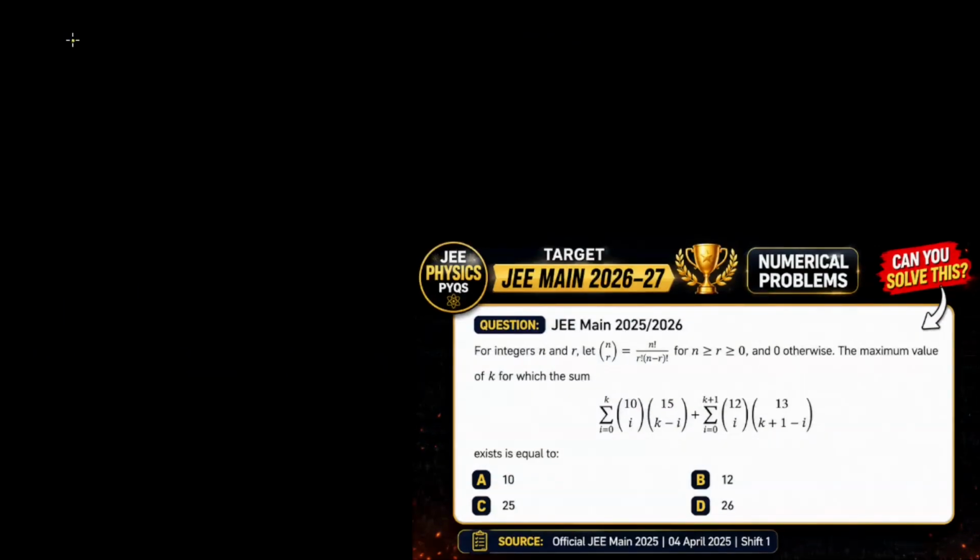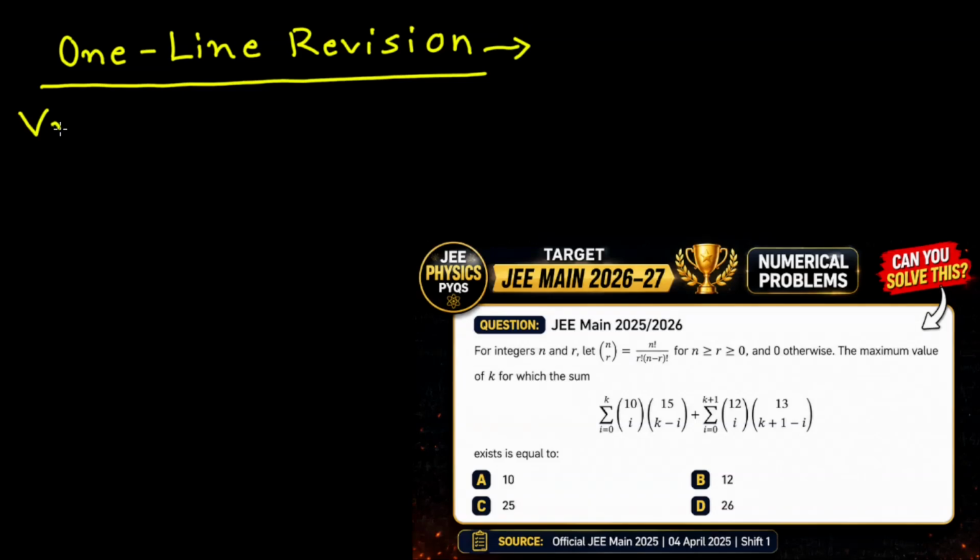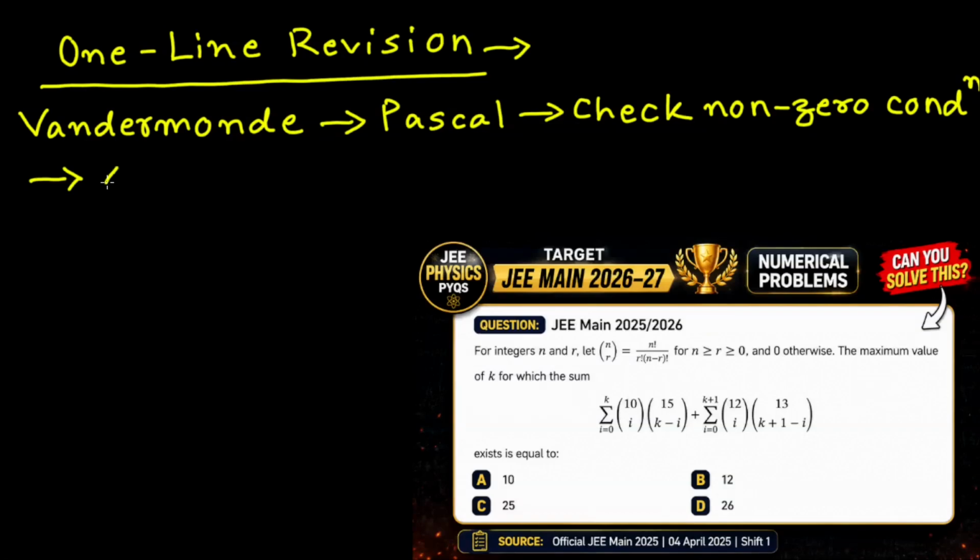One line revision. For this question, remember Vandermonde to Pascal to check non-zero condition to answer 25.